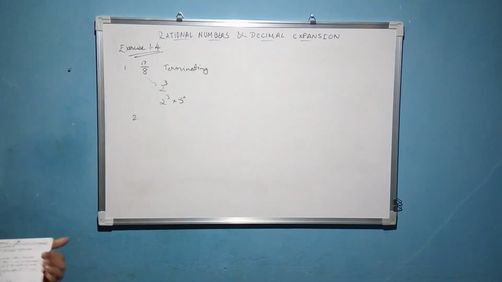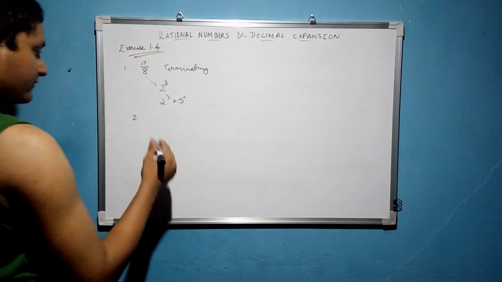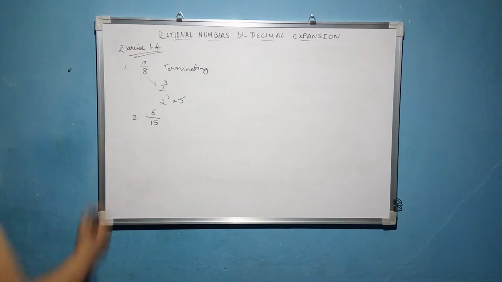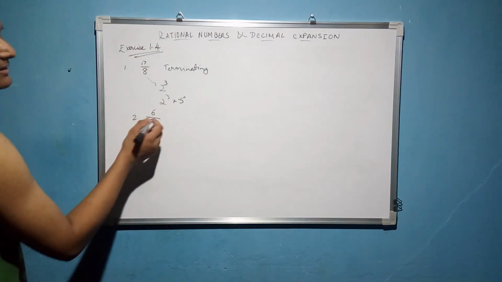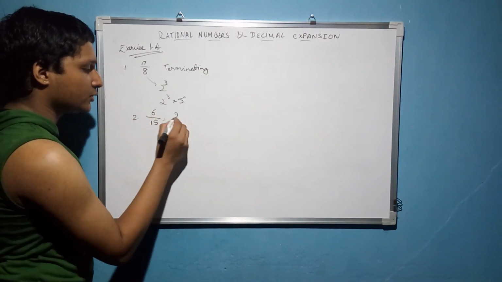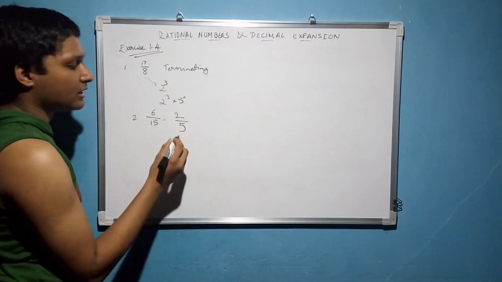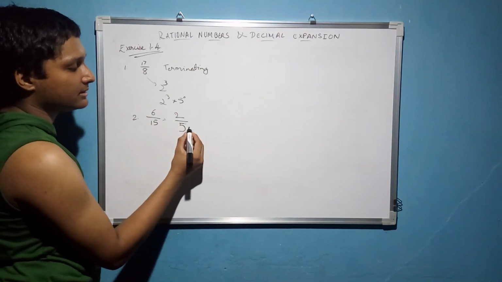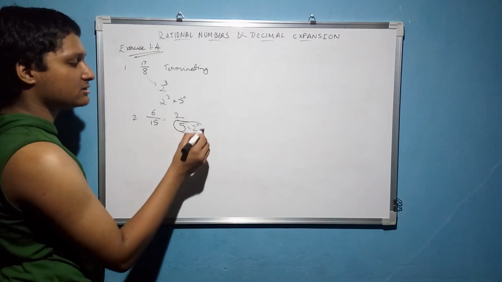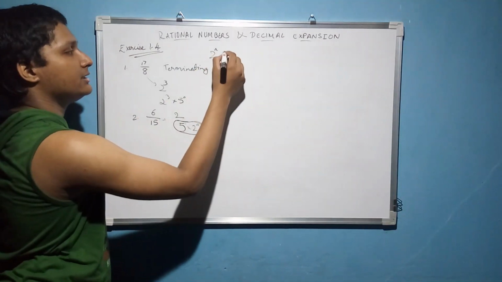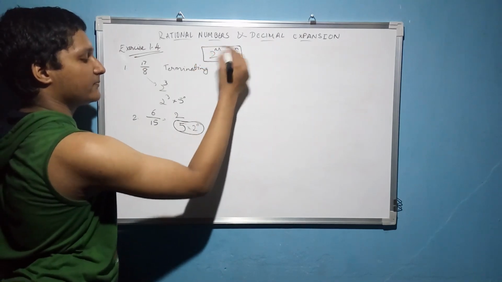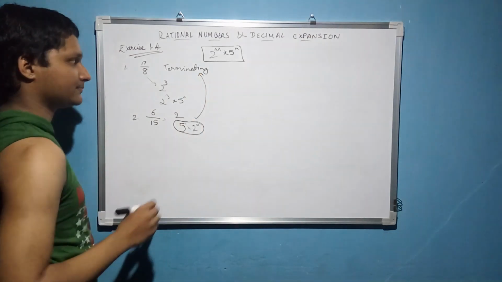Next, we go to the second case. That is 6/15. I know that this is not simplified. See, there is a common factor 3 in the numerator and the denominator, so it becomes 2/5. Now again, it is 5 raised to 1 into 2 raised to 0. This shows that it is of the form 2 raised to m into 5 raised to n. This form it should be. So this is also terminating.